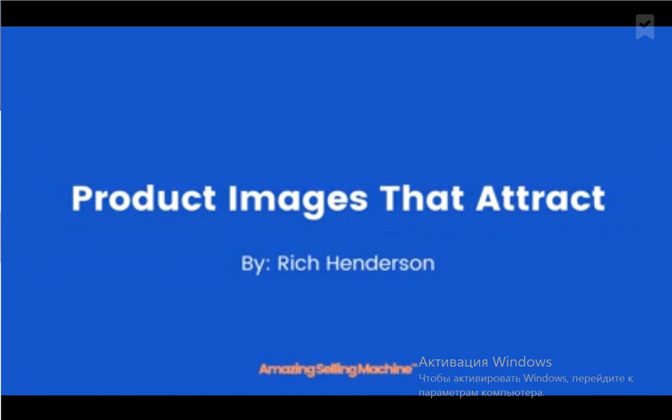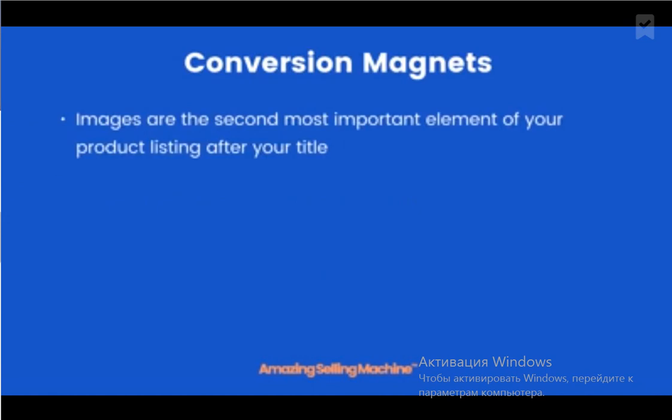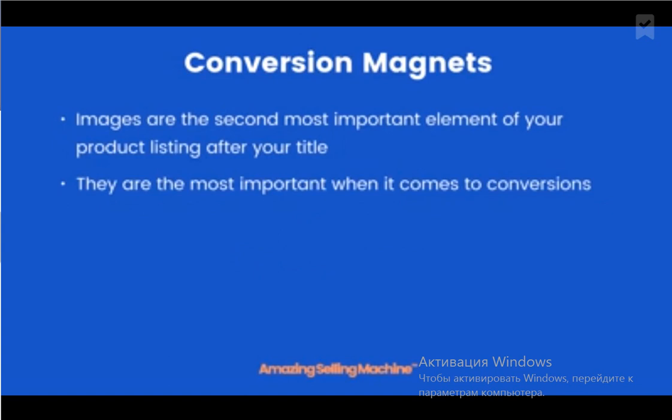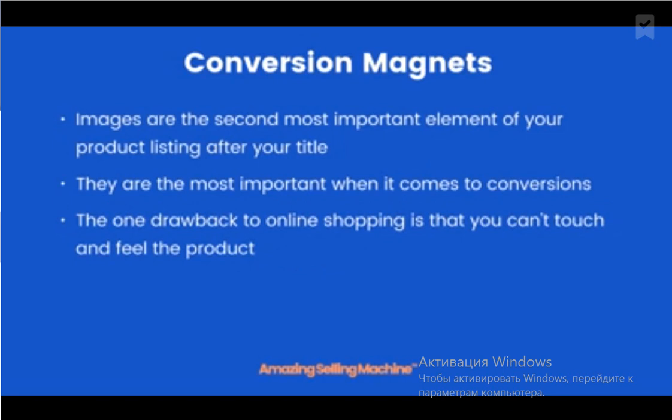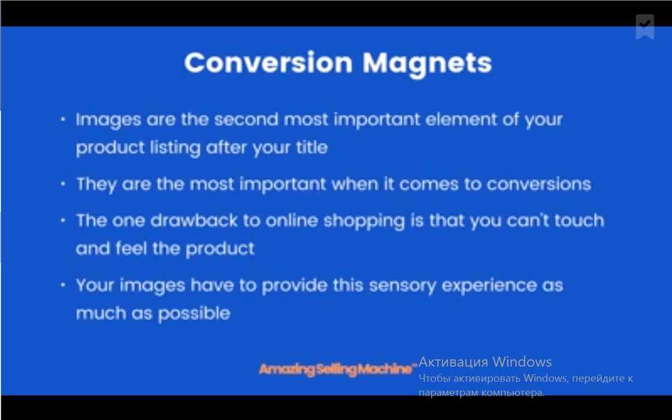Product images that attract. In this lesson, you're going to learn all about your product images and how to make sure you get the most out of them. Images are the second most important element of your product listing after your title, and they are the most important when it comes to conversions. This is mainly because the one drawback to online shopping is that you can't touch and feel the product. So your images have to provide this sensory experience as much as possible.